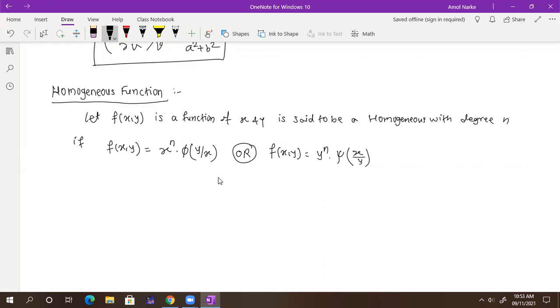Now tell me, does everyone understand? This is nothing but the definition of the homogeneous function. A function is said to be homogeneous with degree n. Either I can write it in that format or I can write it in that format. So let's discuss what is that phi of y divided by x.